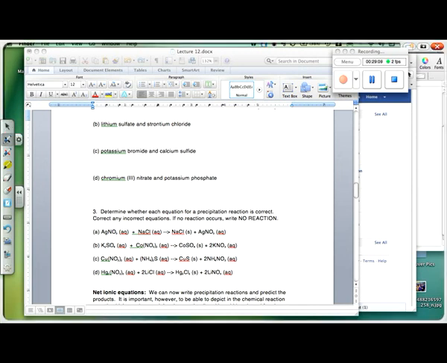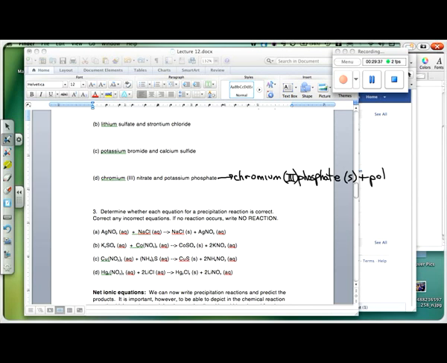So chromium 3 nitrate and potassium phosphate. Possible products are, remember, no change in charge. So chromium 3 phosphate. And most phosphates are not soluble. Chromium is certainly not a group 1. So that is my solid. That's my precipitate. Plus potassium nitrate.